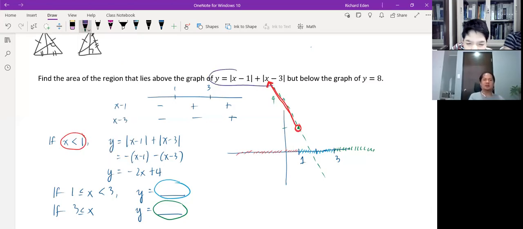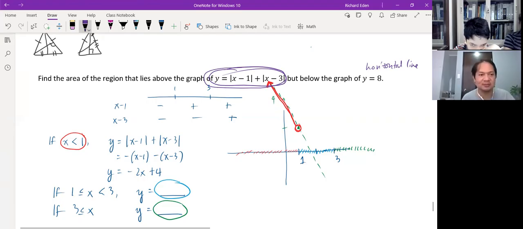All right. And so the task here was visualization, because you're going to end up with a region below the graph of this horizontal line, y equals 8. But we needed to know the graph of this first, and it was a task in trying to figure out these various cases so we can rewrite the function without absolute value bars.